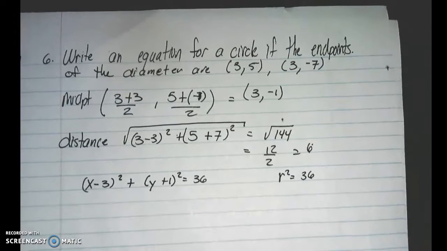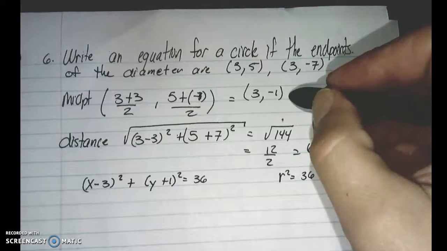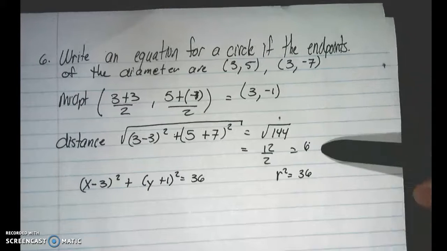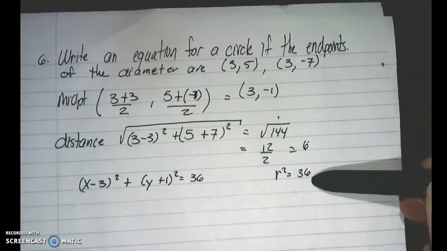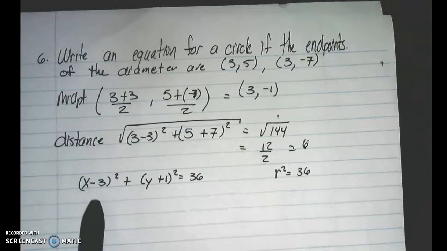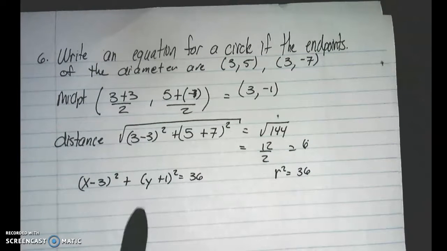So the midpoint's going to be 3 plus 3 over 2. Well, just midpoint's going to be 3, negative 1. Your radius is going to be 6. That means your r squared is 36. So you should have come up with x minus 3 squared plus y plus 1 squared is equal to 36.